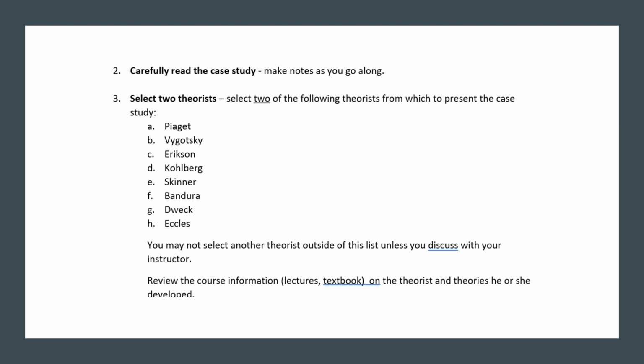Review the course information, lectures, textbook, etc. on the theorist and be clear about what the theory is they're describing. So for example, if you select Piaget, you're going to use his theory of cognitive development. And you should know what that theory entails. You need to select two theorists.